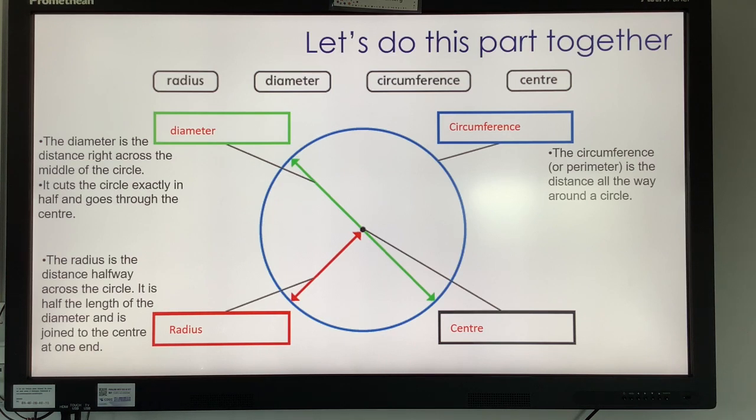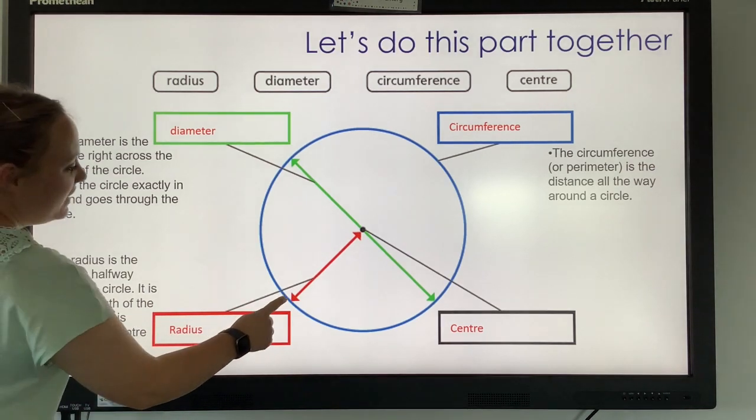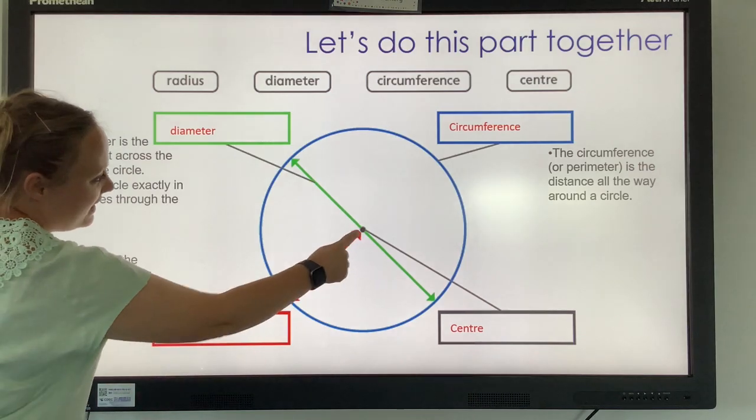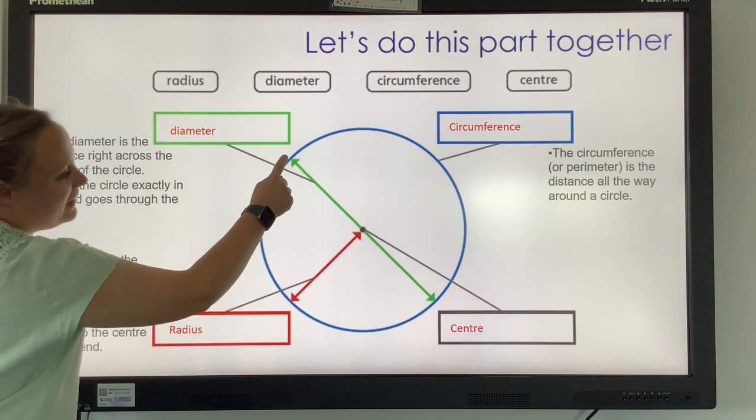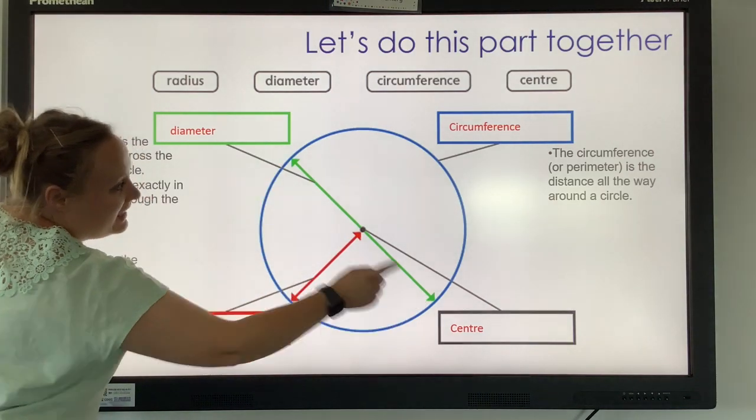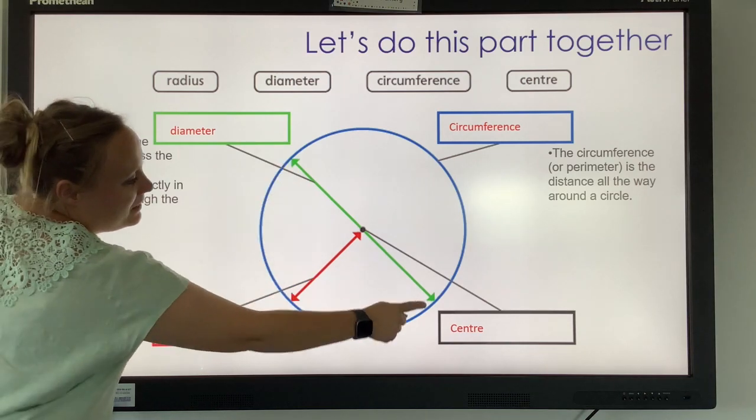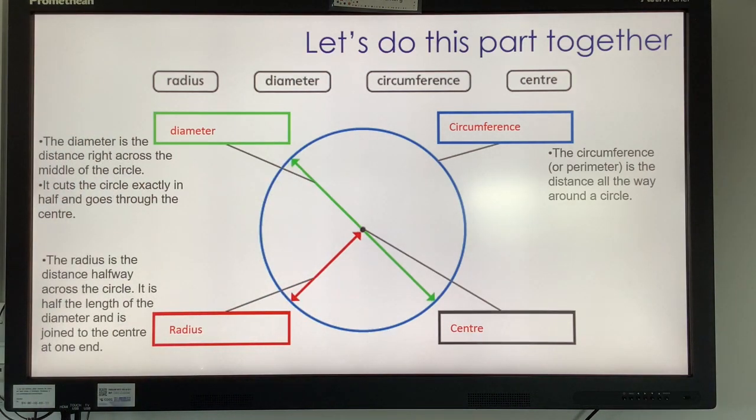See if you can work out quickly the relationship between the radius and the diameter. So, hopefully you had time to have a look. The radius goes from the edge to the centre. The diameter goes from the edge to the centre and to the edge again. Hopefully you can see that the diameter is double the radius. So the radius is always half of the diameter.